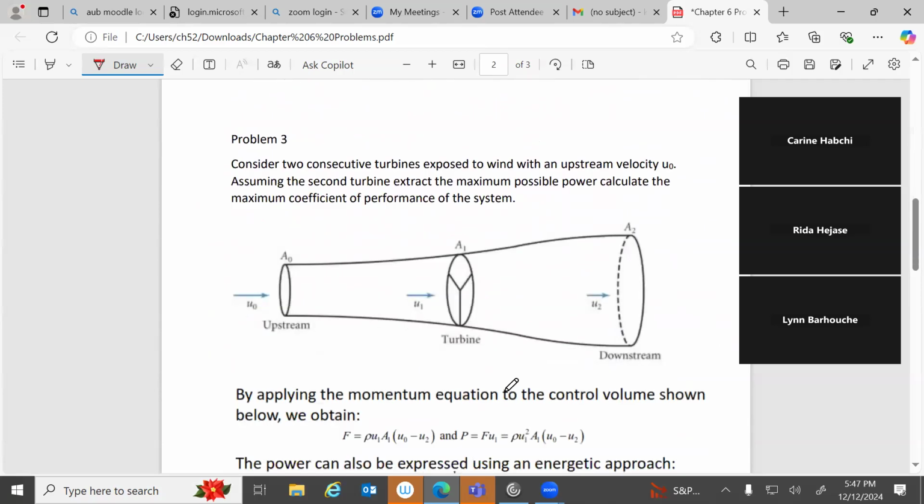In these first two problems, it was just to understand the relations and to know how to apply them. But we can also have derivations. That's why you should understand how we get the Betz limit. And sometimes, like in this problem, we can have a problem where we need to do some derivations in order to determine the coefficient of performance.